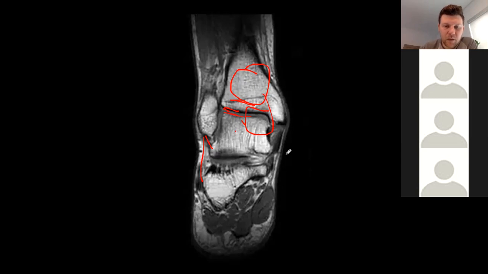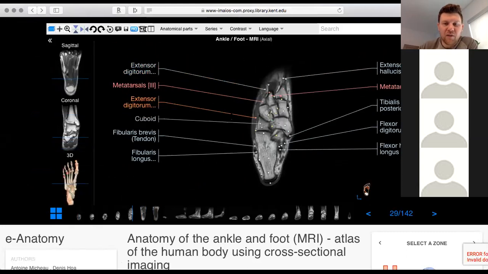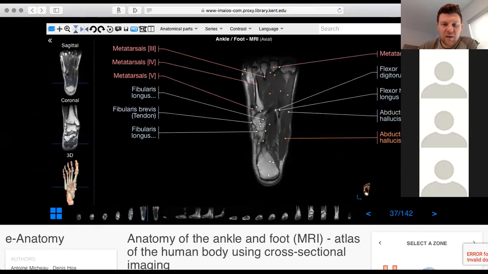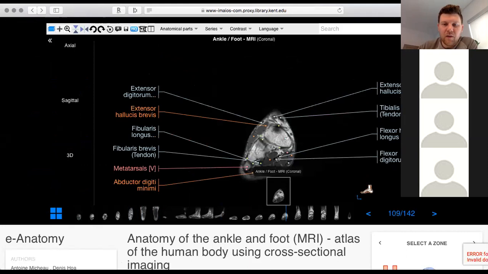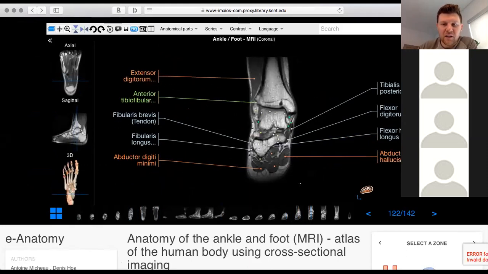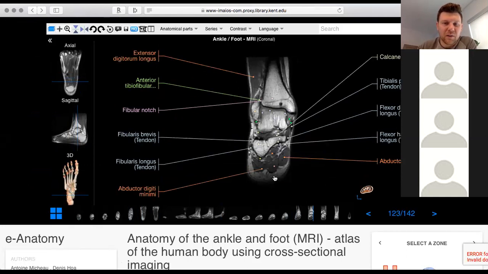Okay, nice. Good. All right, so I want to just show you guys as well. Kent State now gives us access to this website, IMAIOS e-Anatomy. This is a great website to just scroll through everything to test yourself. There's an app where you can look at it on your phone. Again, you can't recognize pathology unless you know real anatomy. So make sure you're going through and spending time to review this. It's a really good website to review.